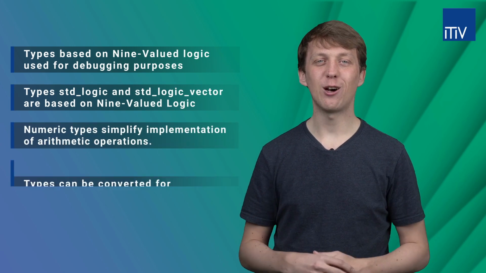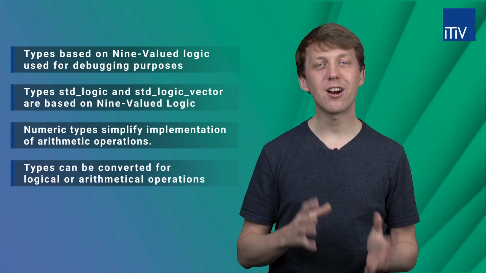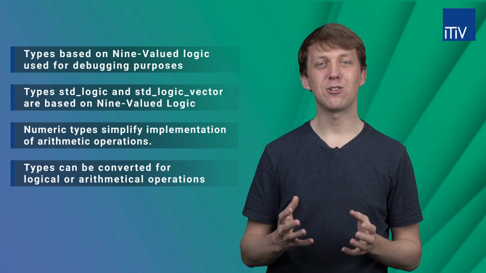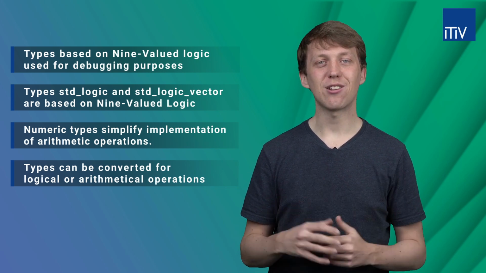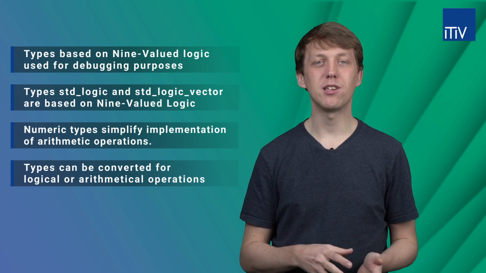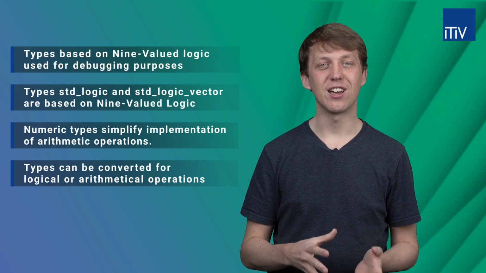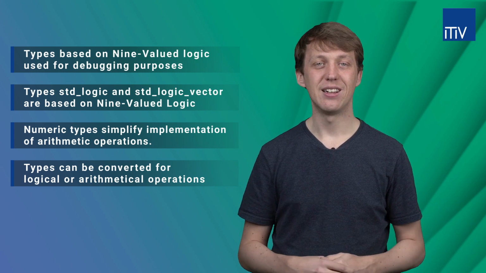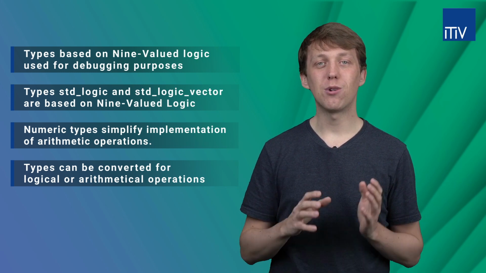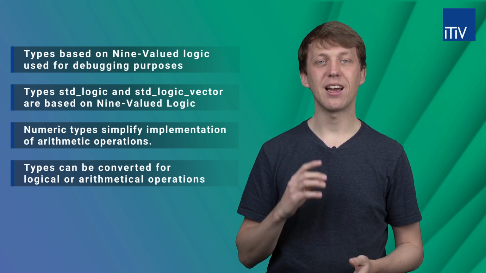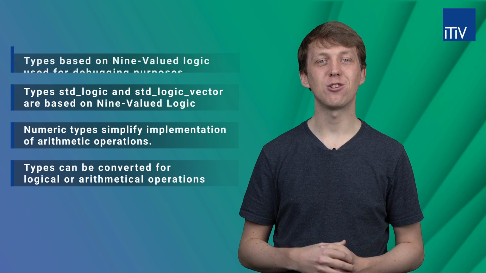Let's quickly summarize. VHDL offers several types to model larger and more complex signals. In contrast to just using the type bit, these offer better debugging properties by making use of additional logic values such as U and X. In addition, if we want to model arithmetical operations, integer, signed and unsigned are the types to go for.